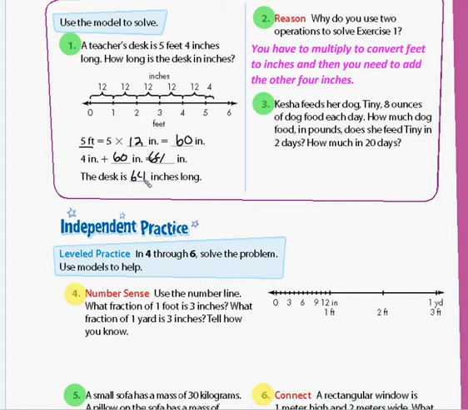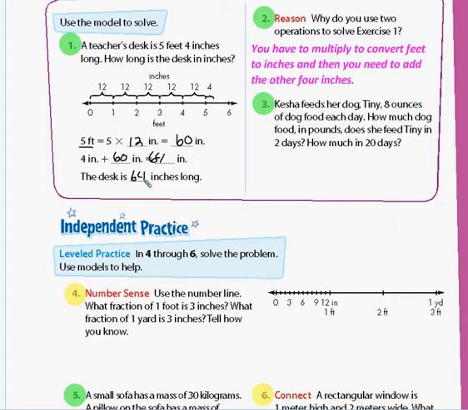Okay, problem number 2 says why do you use two operations to solve exercise 1? And I went ahead and typed it in there. It says you have to multiply to convert feet to inches, and then you need to add the other 4 inches. You have to get your total.